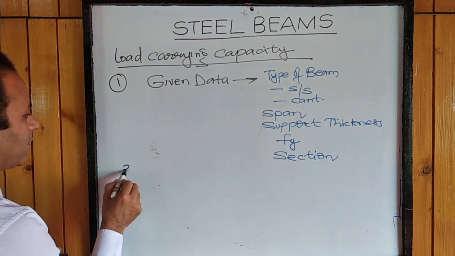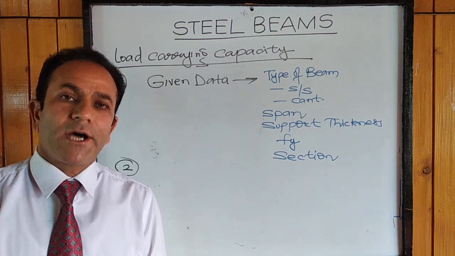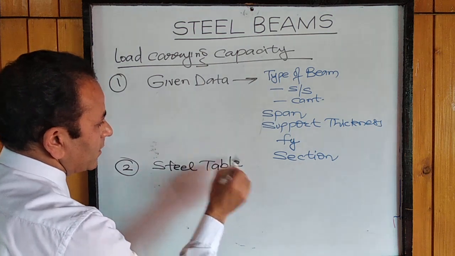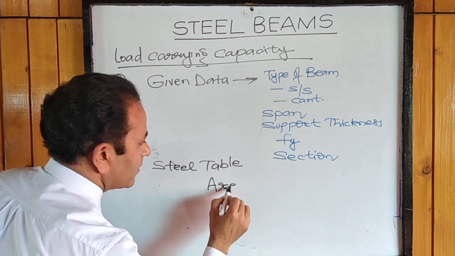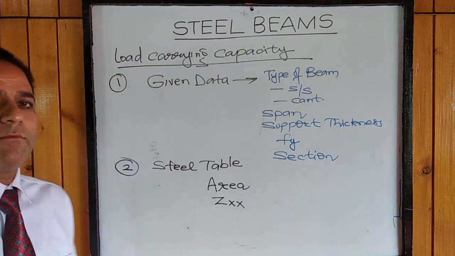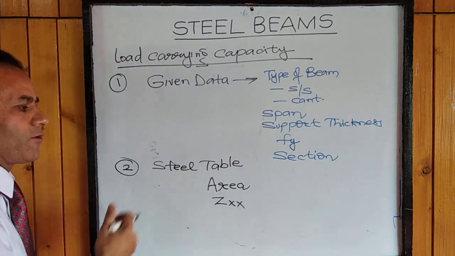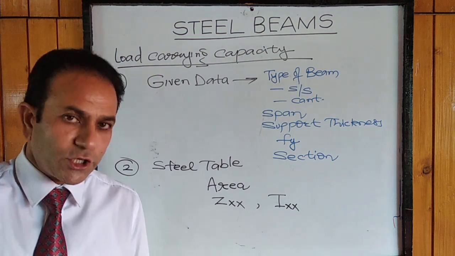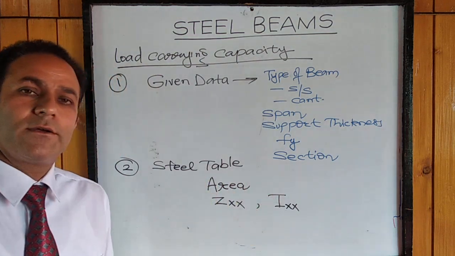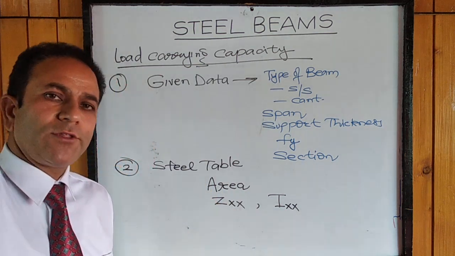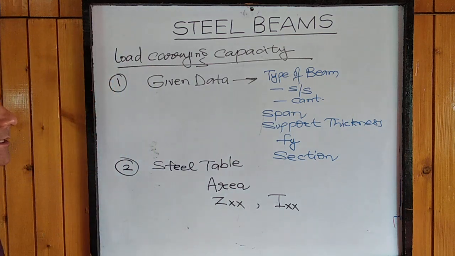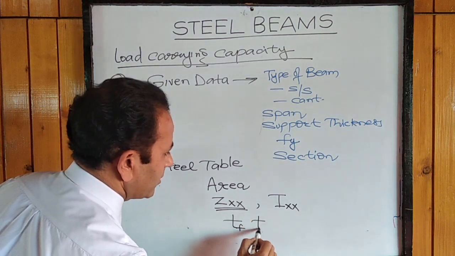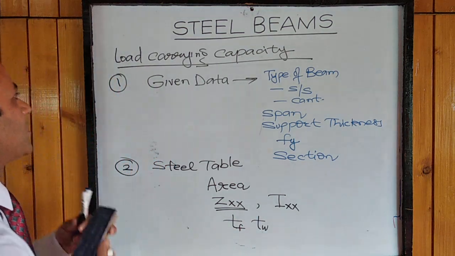Then moving ahead, we'll take the help of the steel table. We'll see what data is available in the steel table for that particular beam. From the steel table, we can get the area. We can get Zxx directly for the particular section if it is an individual member. If not, we'll take the moment of inertia. If it is a built-up section and not available in the steel table, we'll get the moment of inertia about the x-axis for that particular member from the steel table, and then calculate Zxx from the basic equation. We can get the thickness of the flange and the thickness of the web, all from the steel table.